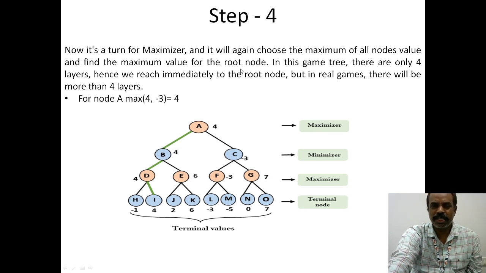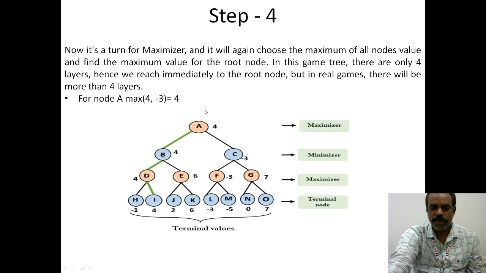Now moving on to the next level, it's a turn for the maximizer, and it will again choose the maximum value of all node values and find the maximum value for the root node. In this game tree there are only 4 layers, so we can immediately reach the root node. But in real scenarios we can have more layers. So here it's the role of the maximizer.